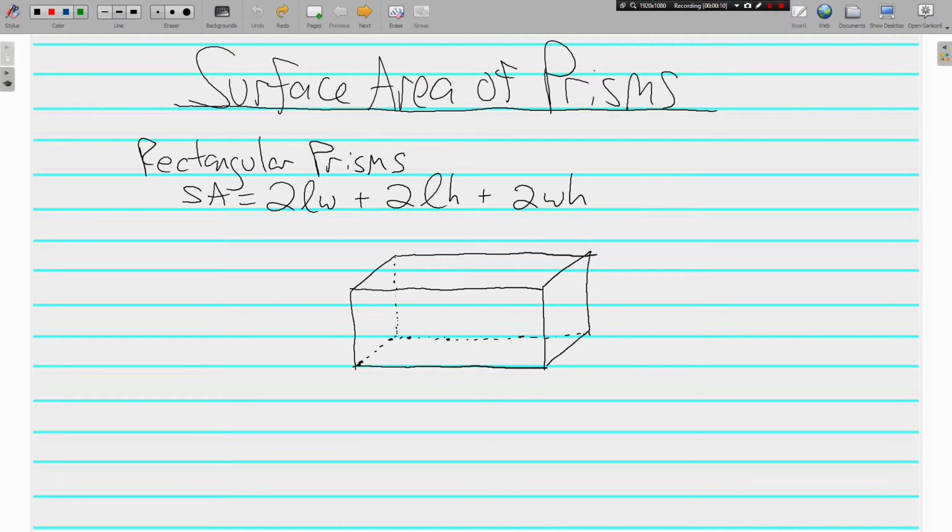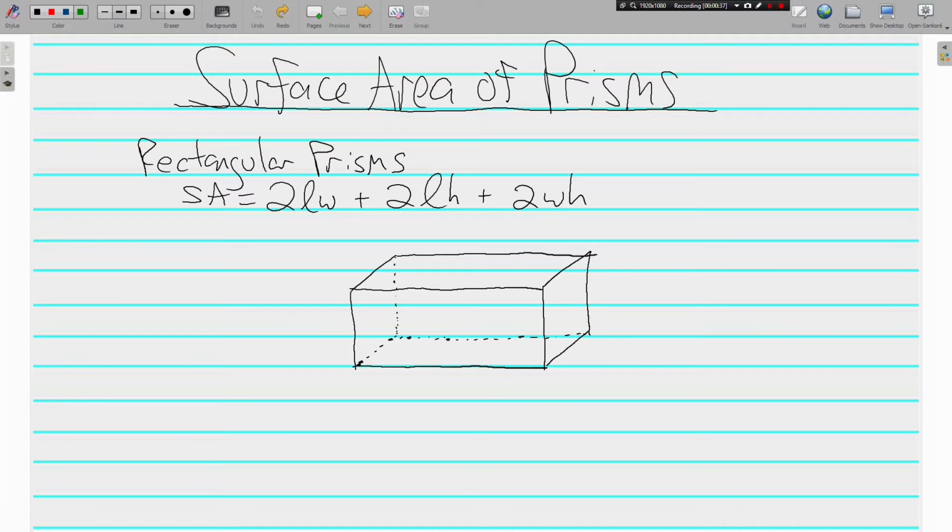Surface area is different from volume. Volume we know is how many cubes will fit inside something. Surface area would be like if you were going to paint the outside of an object, or, looking at a rectangular prism here, how much wrapping paper would it take to cover each side, each face of this prism? That's what surface area is.